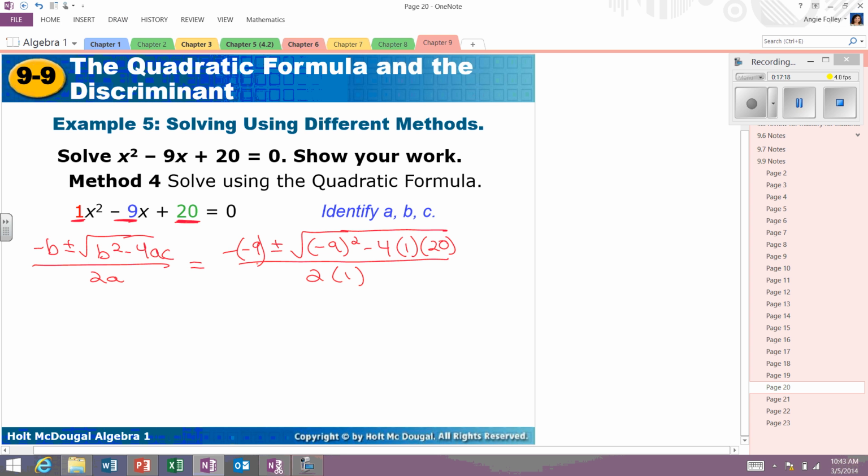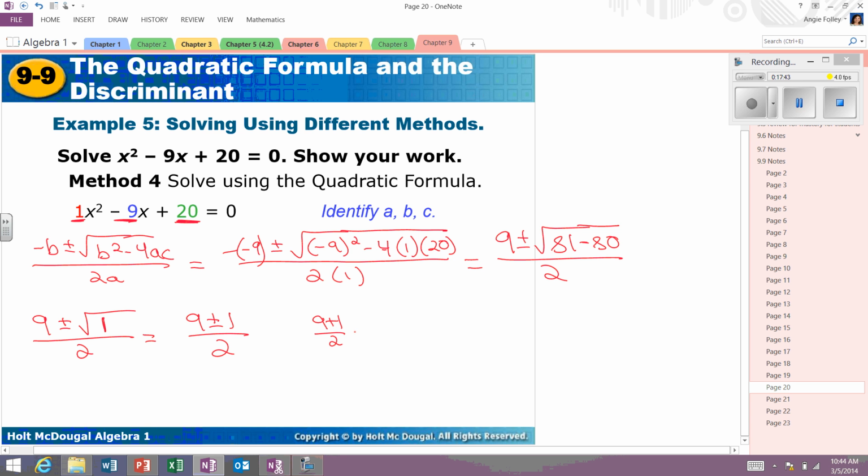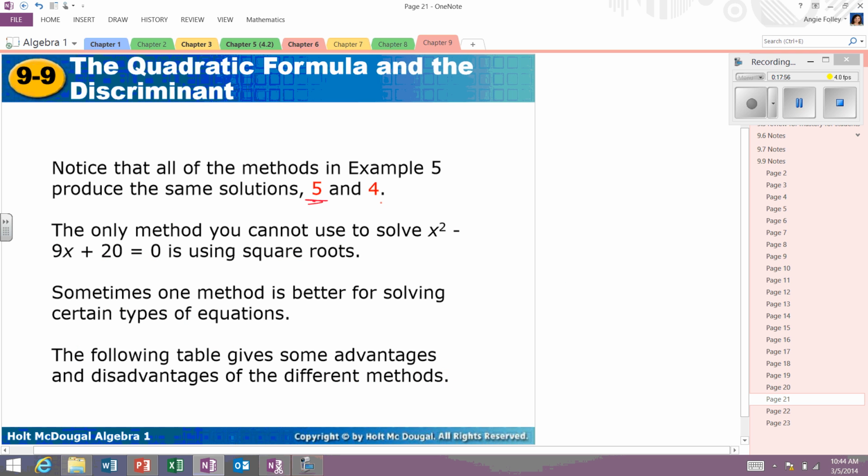That becomes positive 9 plus or minus the radical of 81 minus 80, because 4 times 20 is 80, all over 2. I'm going to rewrite that down here. 81 minus 80 is 1. The square root of 1 is 1. So my two solutions are 9 plus 1 over 2, which equals 10 over 2, which equals 5. And my other solution is 9 minus 1 over 2, which equals 8 over 2, which equals 4. Again, we got the same solutions. They all came out to 5 and 4.